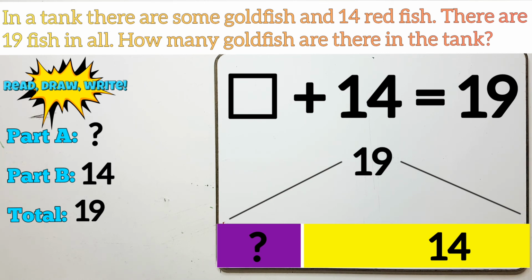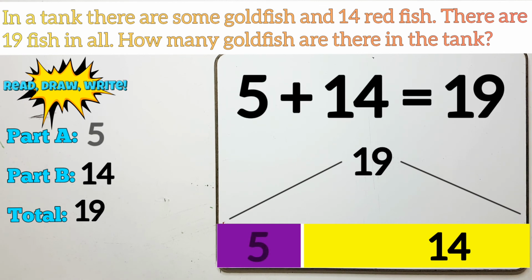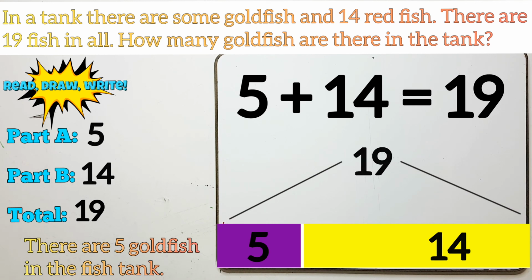I'm going to count on 14, 15, 16, 17, 18, 19. 5 jumps. It took me 5 jumps to get from 14 to 19. So my mystery number would be 5. And my statement would read, there are 5 goldfish in the fish tank.